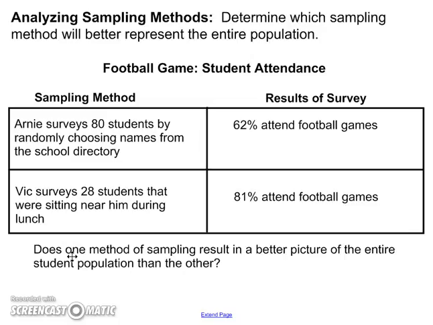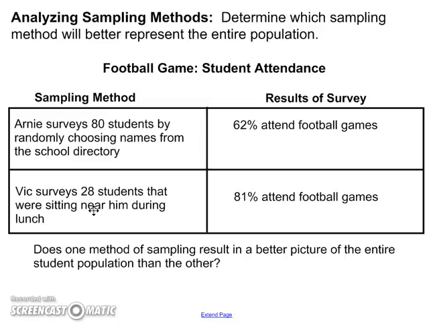And I hope when you read these two methods that you realize that Arnie's method, in this case, if we want a true result of what is actually happening, is the better method, because randomly choosing names from the directory gives us a better picture of the overall sample. Okay, Vic has gone with a convenience sample. And you have to think about, well, what if Vic himself is a football player?